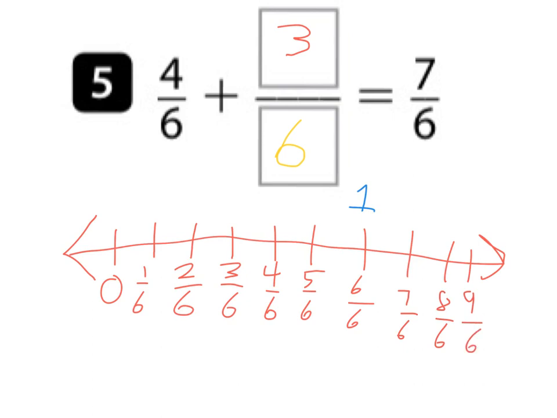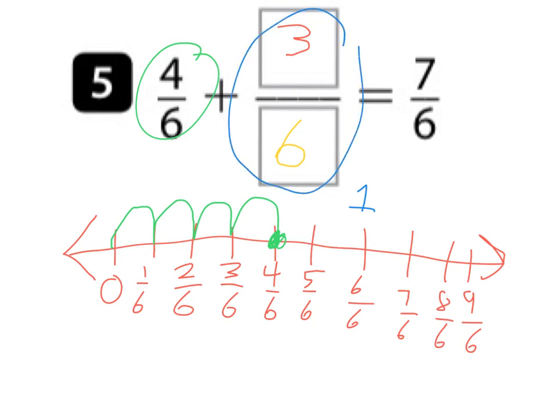We're now switching to green. Alright guys, we start at 0 and we are going to jump 4/6. Let's count it. 1, 2, 3, 4. So we are at 4/6. Alright. Now we're going to switch to blue and we are going to jump 3/6. Alright, you ready? So we're at 1, 2, 3/6. And we end at 7/6. So we can see that 4/6 plus 3/6 will give me a sum of 7/6.